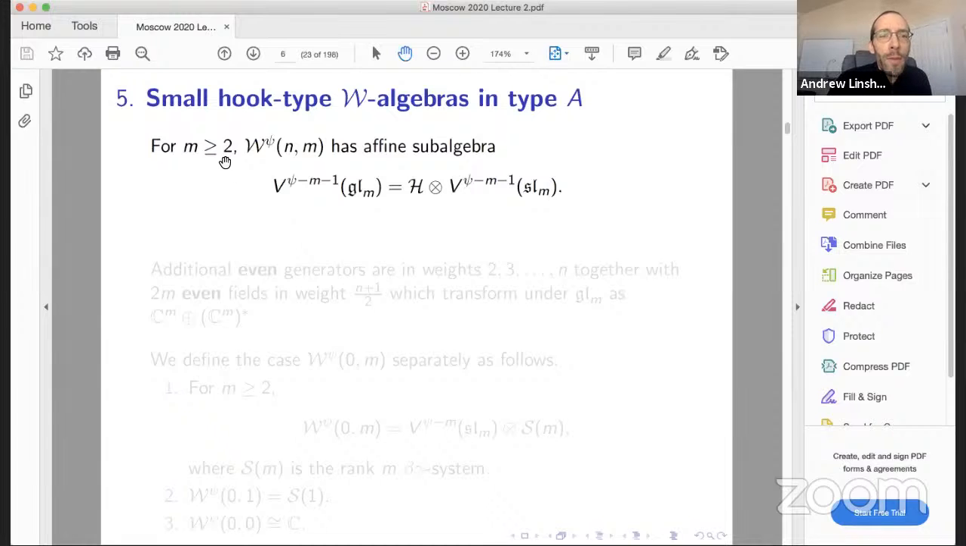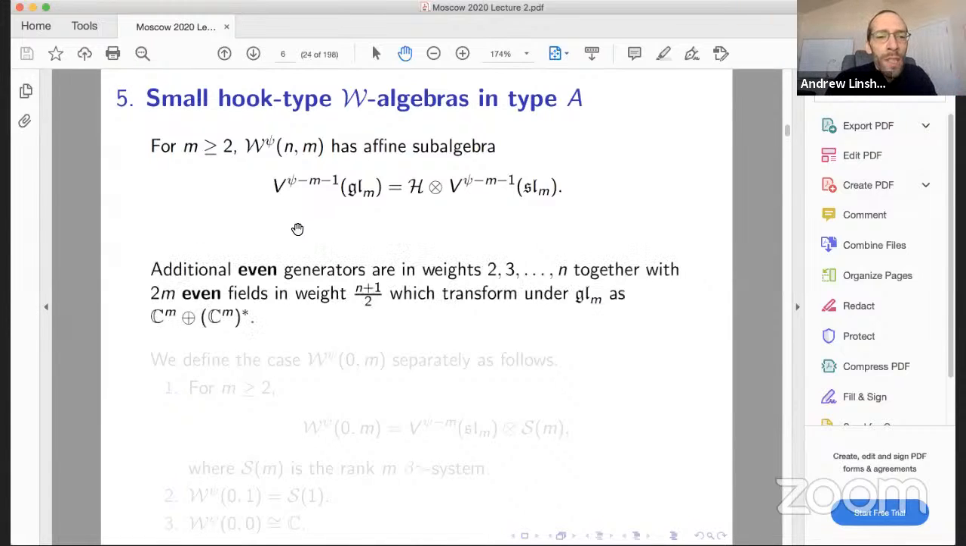So if m is greater than or equal to 2, the affine sub-VOA is of type GLM. It has some shift, and that's the same as a Heisenberg tensor an affine VOA of SLM. So if m is 1, then this just becomes the Heisenberg algebra. And if m is 0, then there's no affine subalgebra, and when I take the affine coset, nothing happens. There are additional even generators in weights 2, 3 up to n. And then there are 2m even fields in weight n plus 1 over 2, which transform under GLM as the standard representation and its dual.